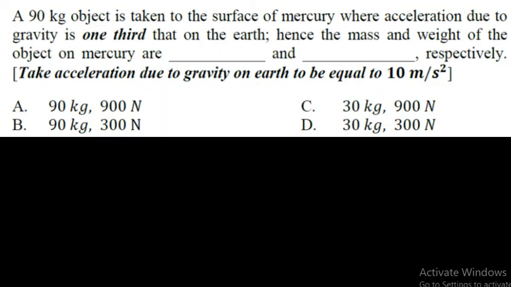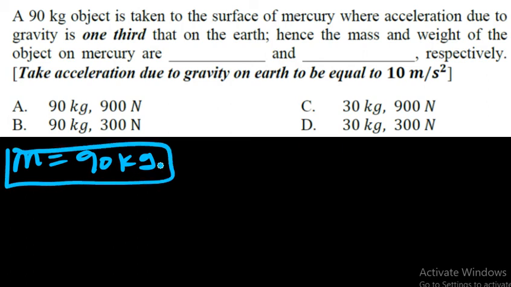The next question says a 90 kilogram object is taken to the surface of Mercury, where acceleration due to gravity is 1/3 that of the Earth. Hence, the mass and the weight of the object on Mercury are dash and dash respectively, it says. There is a mass. The mass of the object is 90 kilogram. This mass, whether it is measured on Earth or on Mercury or on Jupiter, wherever it is, the mass is always the same. Mass will not be changed. Mass is the same everywhere.